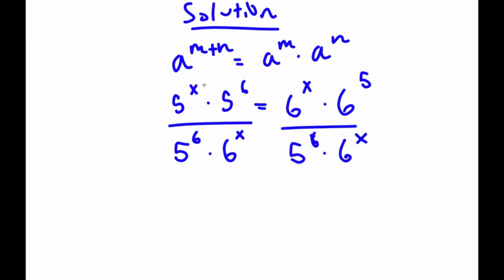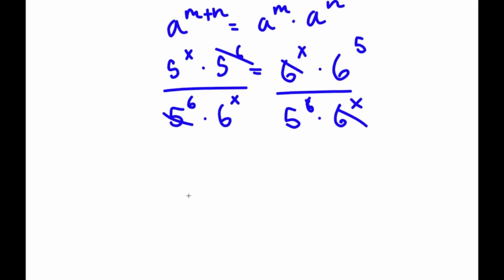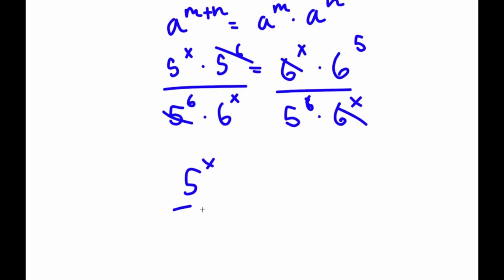So, over here, these two are going to cancel out. And over here, these two are going to cancel out. So now I'm going to be left with 5 to the power of x over 6 to the power of x is equal to 6 to the power of 5 over 5 to the power of 6.